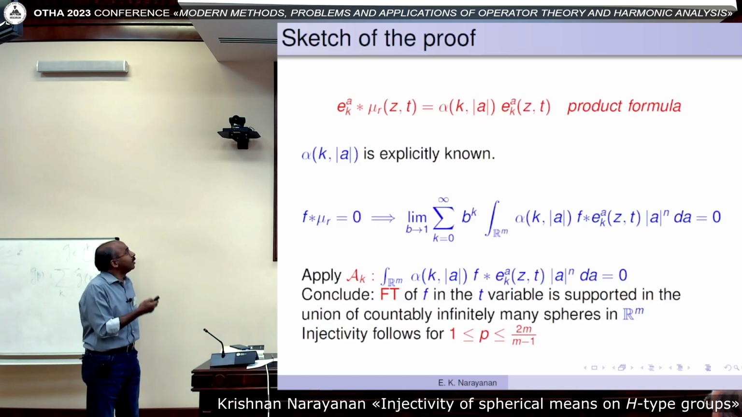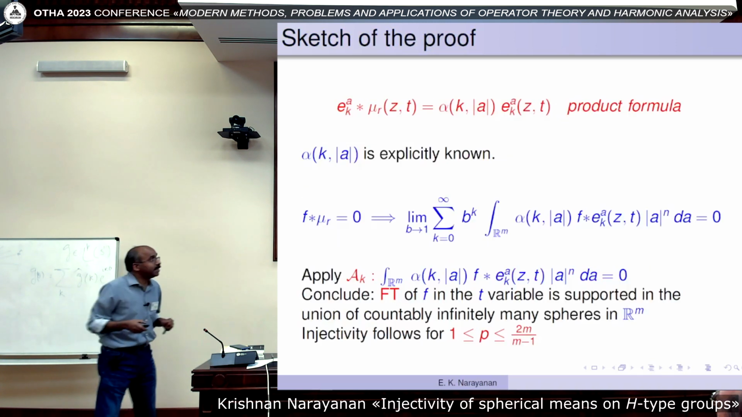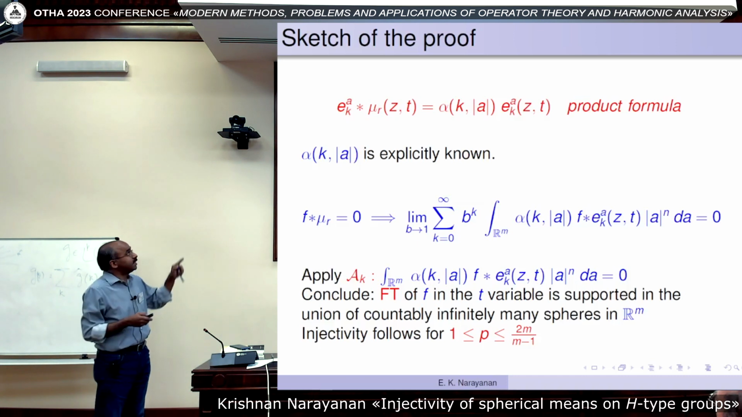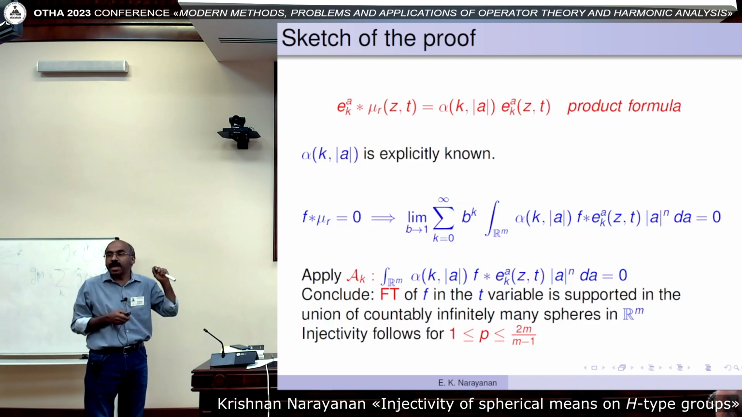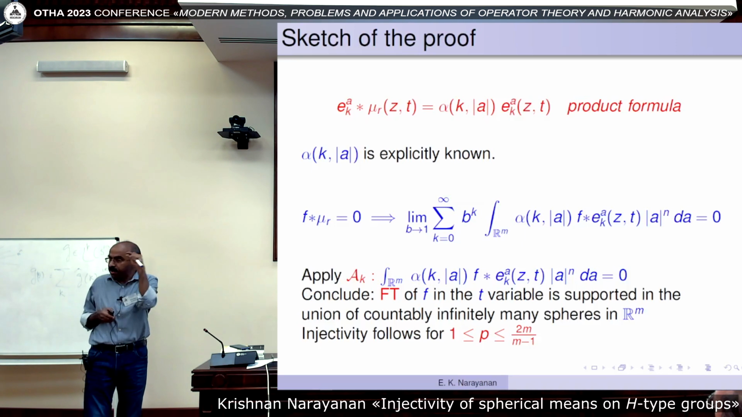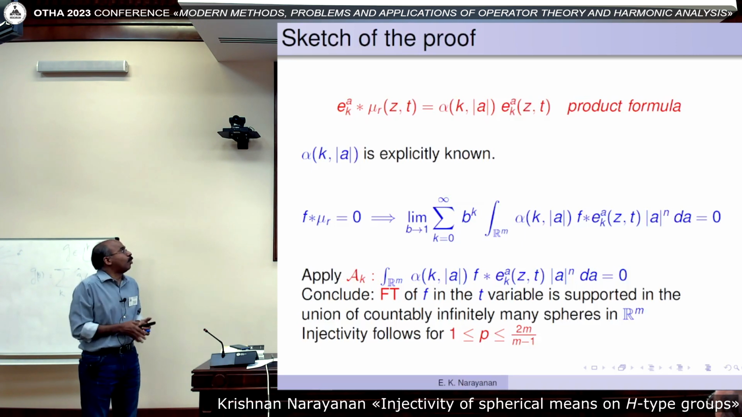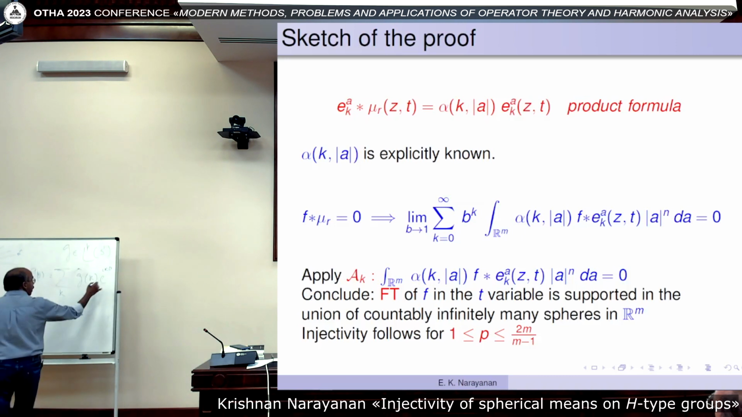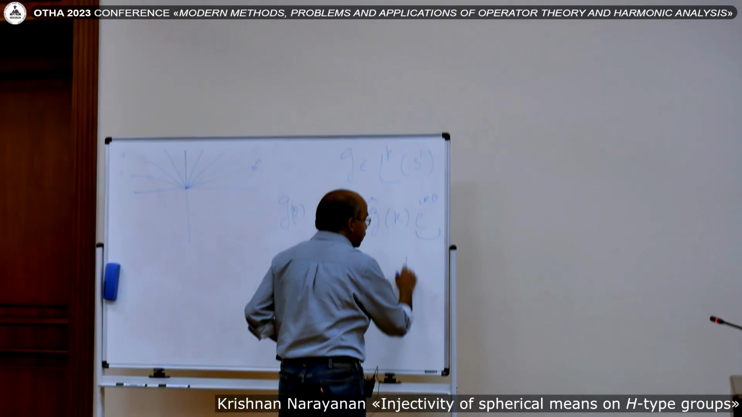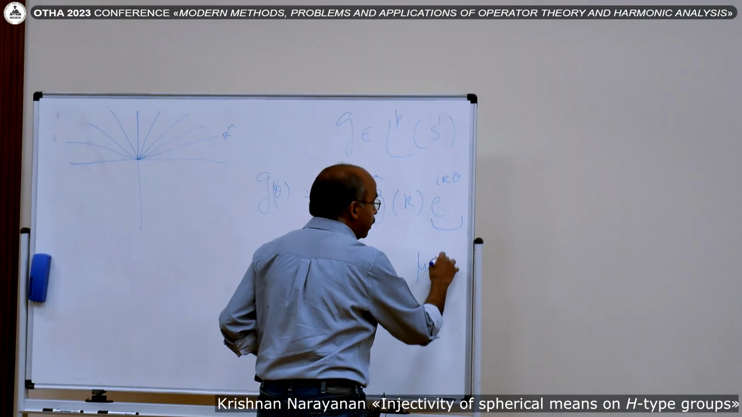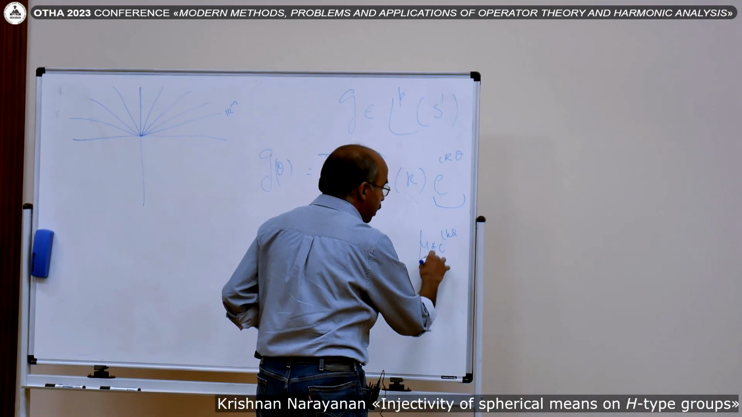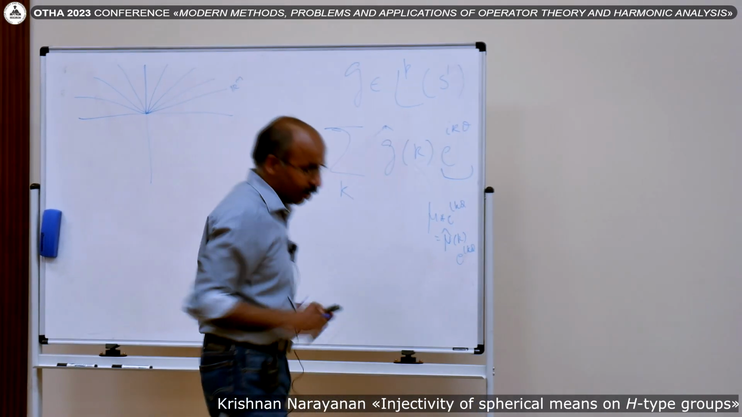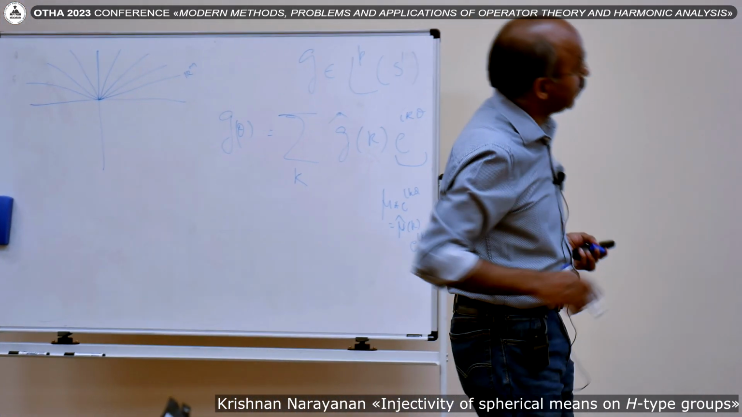Okay, so now the last slide. We can prove the injectivity once we prove all this. So how does the proof go? First thing is, you prove that the e_k^a, the radial eigenfunctions appearing, have the product formula. Here, if I have a measure and I convolve with e^{ikθ}, I'll have the Fourier transform times e^{ikθ}, right? That's precisely the property there.